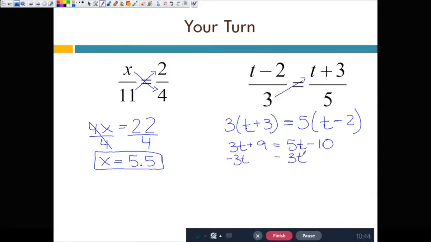We could do the 5. It wouldn't actually change anything. You would still get the same answer. We're just going to be dealing with negative numbers. And I don't like negative numbers. So if you have the option of moving the smaller, move the smaller. So these cancel out, and I have 9 equals 2t minus 10. Now what do I need to do?